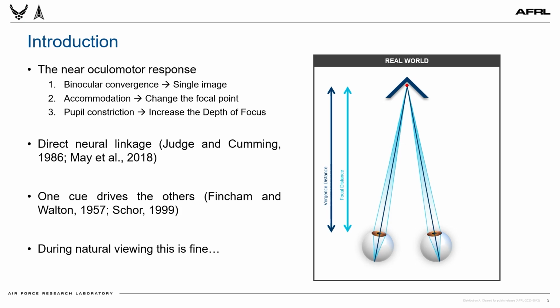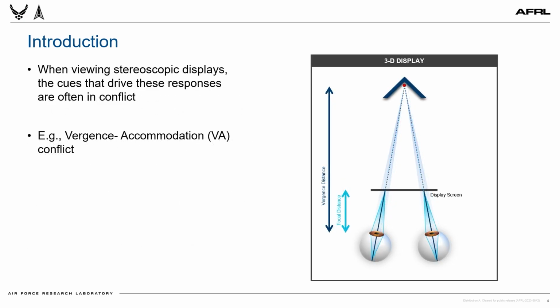In the environment that primates evolved, these cues were rarely, if ever, in conflict with one another. Your blur signaled where your vergence needed to go, so that was all fine. However, in our unique situation, when we're designing stereoscopic displays, these cues can sometimes be in conflict with one another, or usually are in conflict with one another. The most famous example, the great unsolvable problem in stereoscopic display design, is vergence-accommodation mismatch.